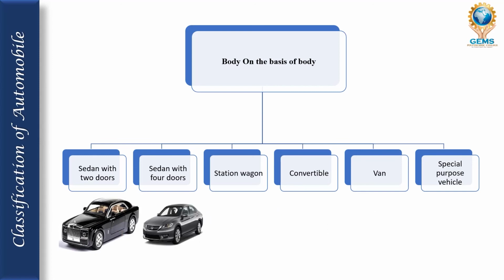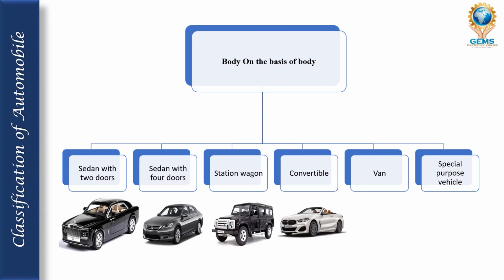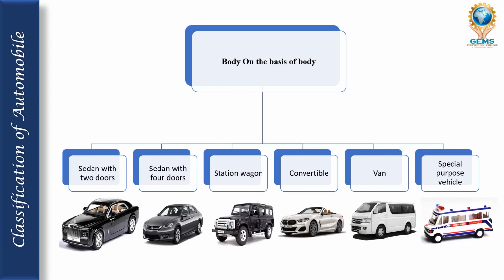The next one is sedan with four doors, which are the cars we are using nowadays. Station wagon: Innova, Fortuner, Eco, this Jeep, these are called station wagons. Convertible is the open-top vehicle like a sports car. Next one is van, this picture you are seeing. And special purpose vehicles are police vehicles and ambulances.